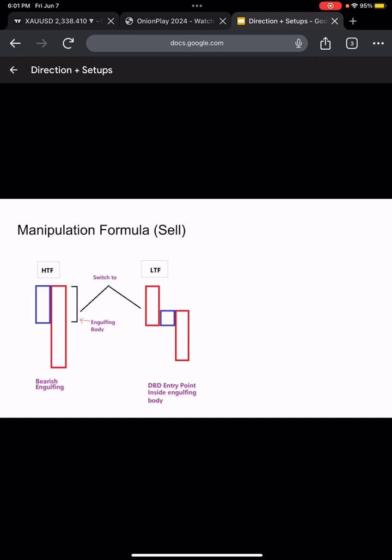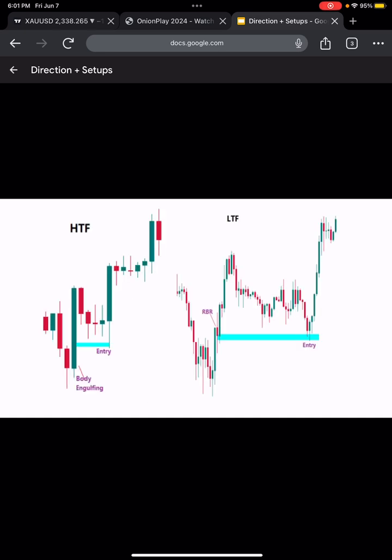Same thing for sells. You have a bearish engulfing. You switch it. There's a drop-based drop. Pretty simple pattern. It's a reversal pattern, so it's high risk. So here's the example of it. So you have a higher time frame. You have the bullish engulfing. You have the body of the engulfing candle. Within that candle, there's a rally-based rally, and that would be the entry point.